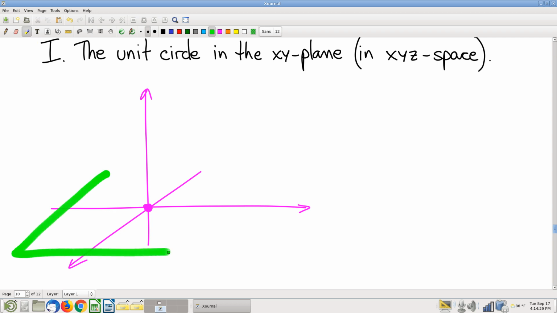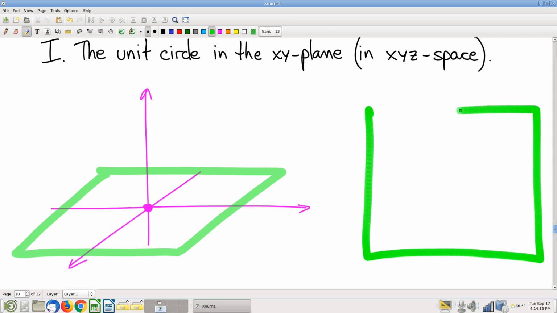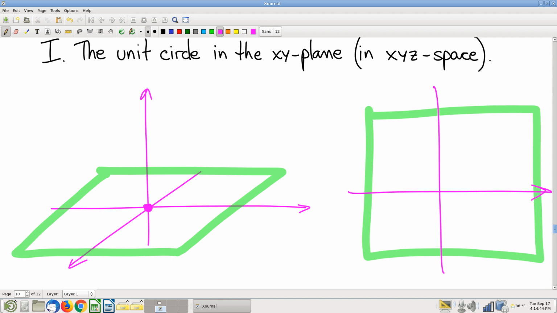Now let's look in the xy plane. There's the xy plane. I'm going to come over to here. I'm going to draw the xy plane looking sort of straight on at it. Here's the xy plane. We're looking straight on at it. The unit circle, something like this. And there are some things in this picture here that are parallel to other things in this picture, importantly.